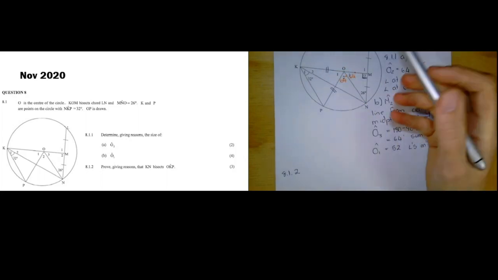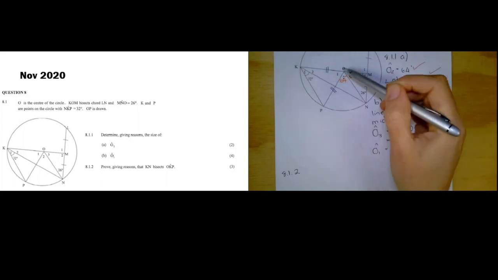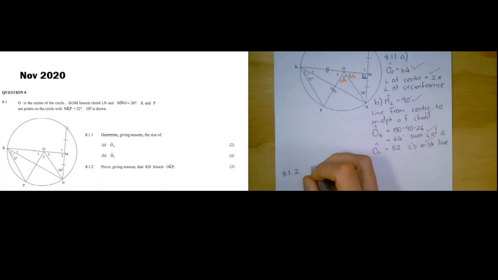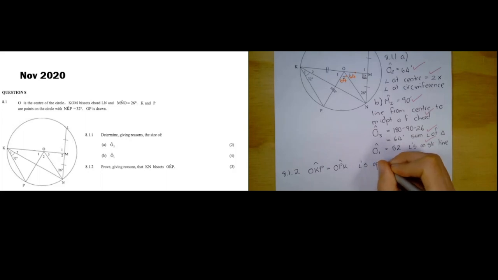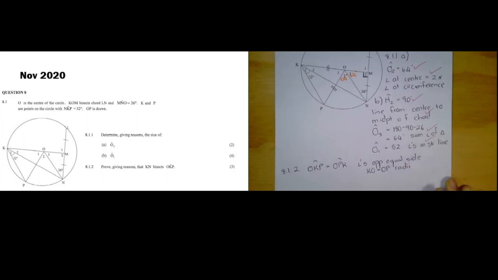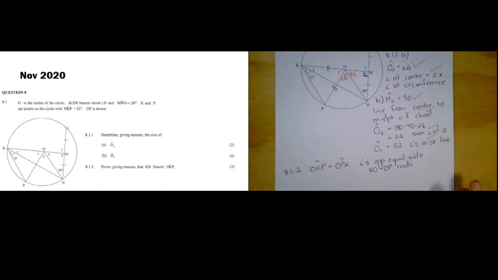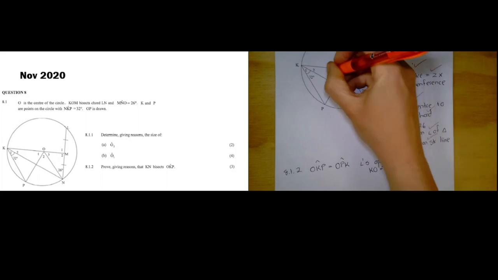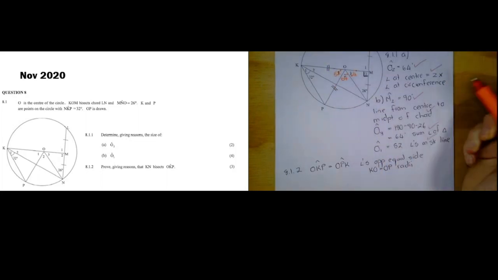Which also means that I know that angle OKP and OPK will be the same size. So let's go write that down. Angle OKP will be the same size as angle OPK. Reason, remember, important this one, angles opposite equal sides. And good practice is just to write in that you know that KO and OP were the same because they are radii. It's always just good practice to write that in as well. So, how big are these angles then? Remember in the previous question, we worked out that O1 was 52 and we haven't filled it in yet. So let's fill it in, 52.